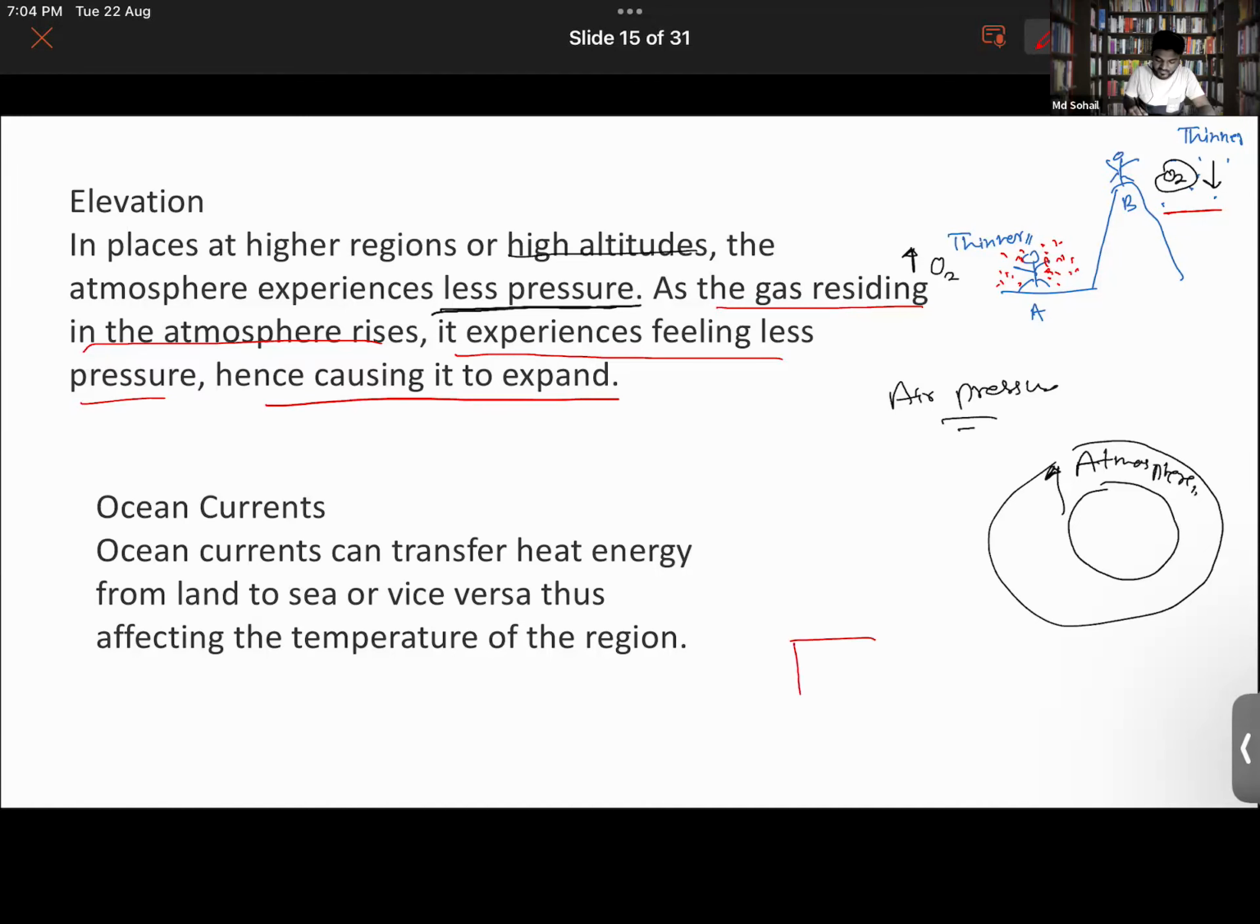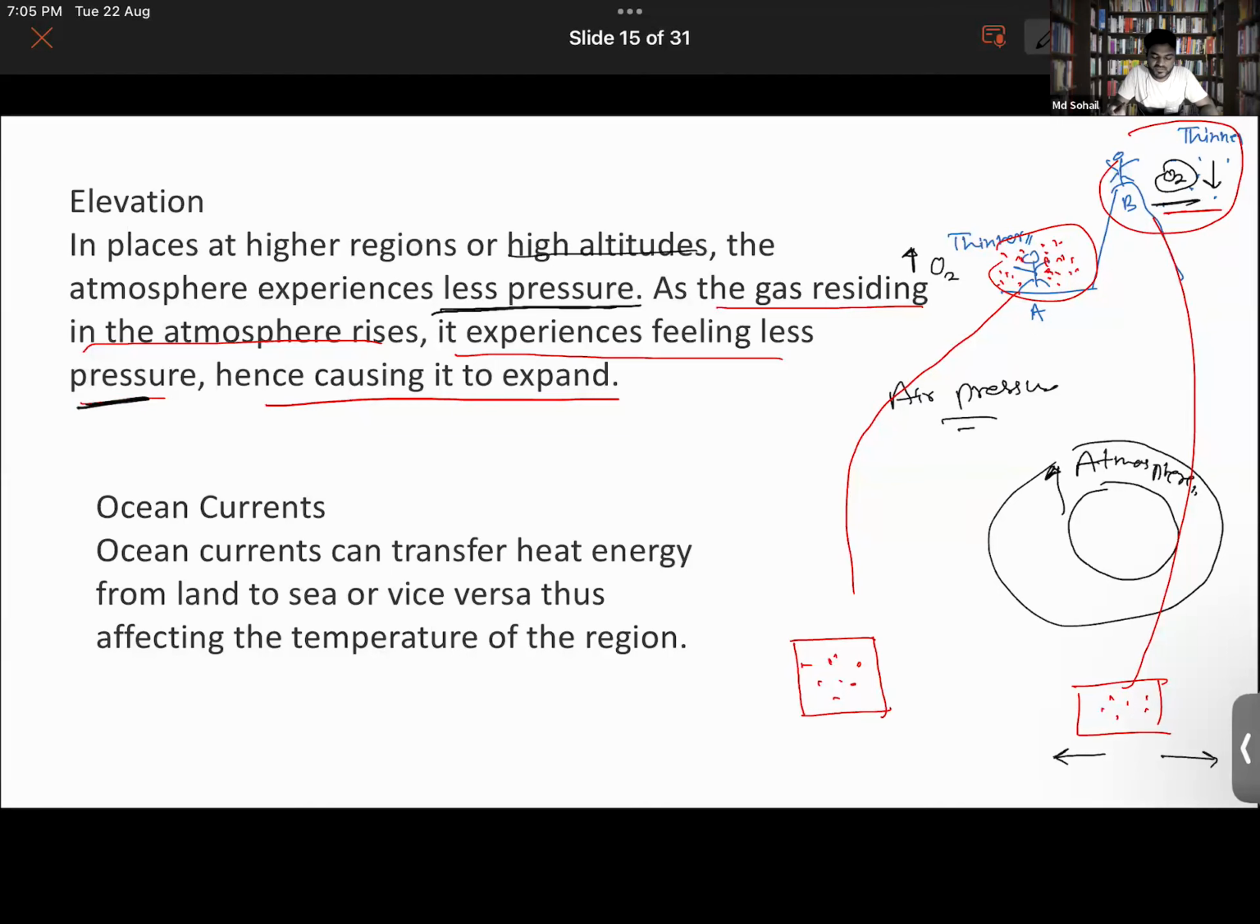Also, as I said, there is a lesser amount of oxygen available there, so not enough wildlife will be seen there. One more thing you will see: the pressure is low here, so you will also observe that the temperature will be low here.